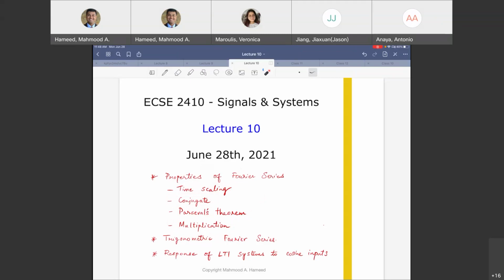Multiplication and convolution, right? If multiplication is happening in one domain, convolution is happening in the other domain. Time, frequency. Fourier series is frequency domain information, but discrete. So if you're multiplying two signals in the time domain, you're convolving their Fourier series coefficients. And the other way: if you're convolving in time, then you're multiplying the coefficients. So let's start with time scaling and then move into it.